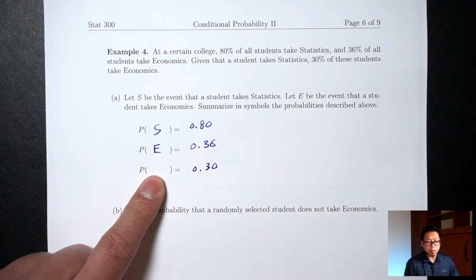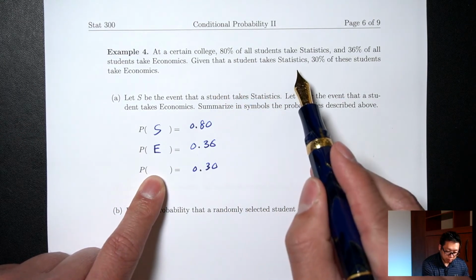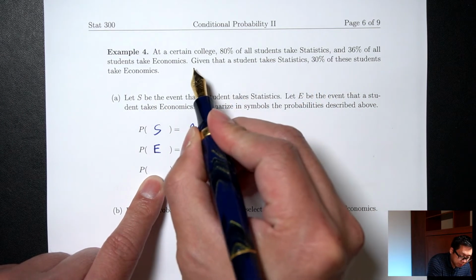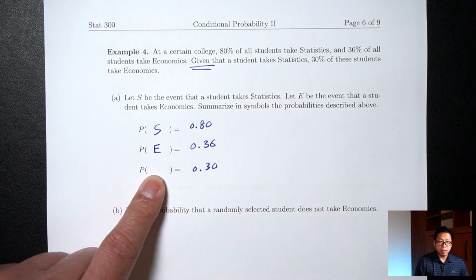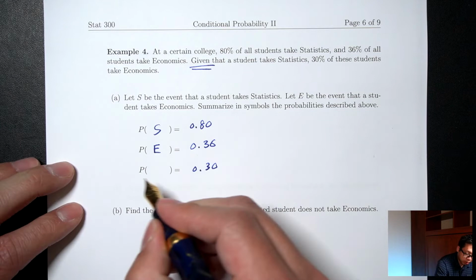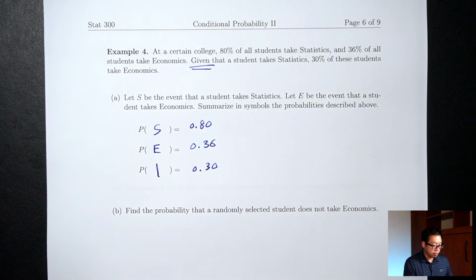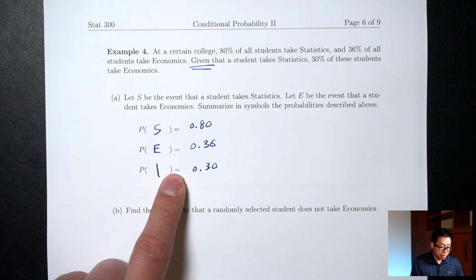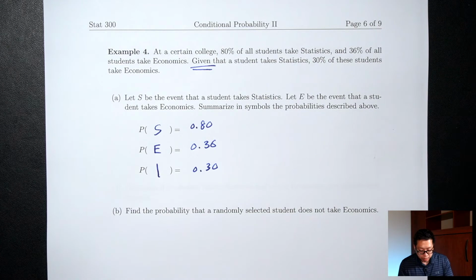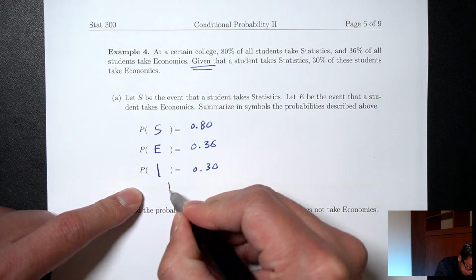Now, what is this last probability? Given that a student takes statistics, 30% of these students take economics. Okay, I see the word given. That automatically tells me that this is going to be a conditional probability, which means it's going to be something given something. Now the question is, is it S given E or is it E given S? Okay, remember that in the symbol, the second part is the given.